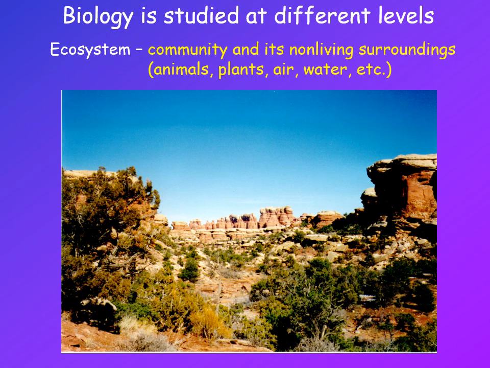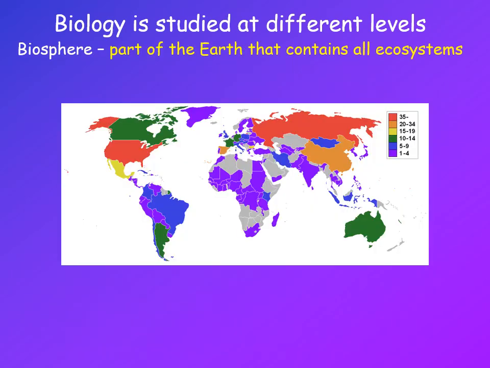We can even do this as an ecosystem, which is the community and its non-living surroundings interacting. So animals, plants, air, water, etc. Or we could even look at it through the biosphere, which is the part of the earth that contains all living ecosystems. So it can be anywhere from the deepest oceans to the atmosphere that contains life.